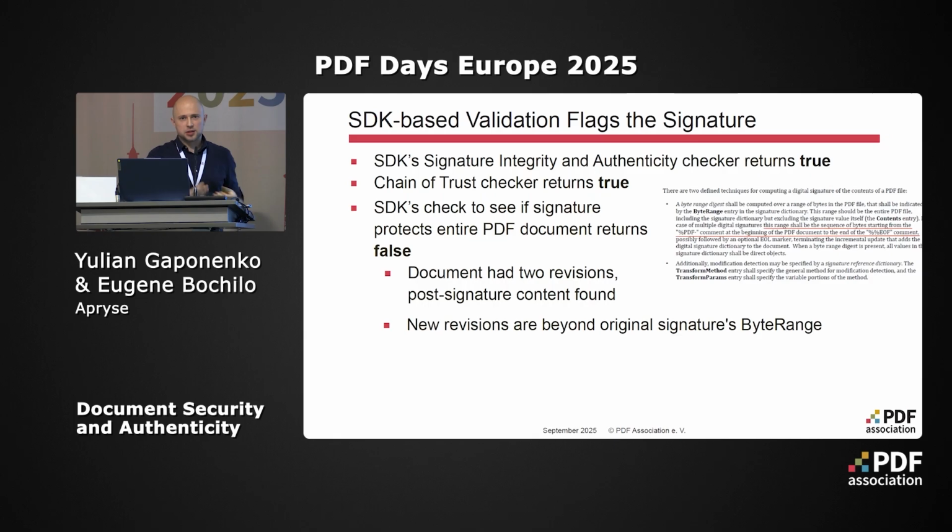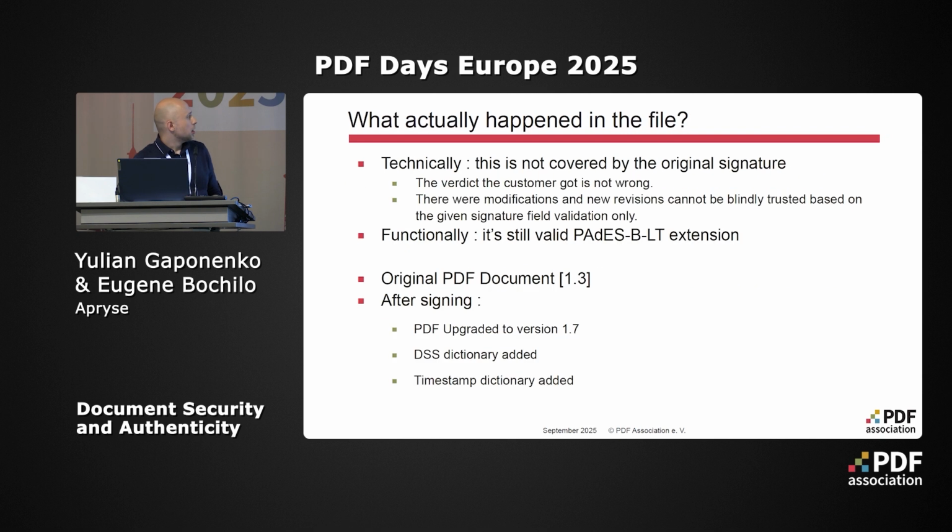Well, as we've discussed, there are new revisions to this document. The signature was introduced before the new revisions, and by definition, the signature could not have covered those new revisions, because they didn't exist at the moment when the signature was introduced to the document. So technically, the verdict that the customer got was not wrong. The signature doesn't cover the whole document. There were indeed modifications, and those new revisions cannot be blindly trusted based on the given signature field validation only.